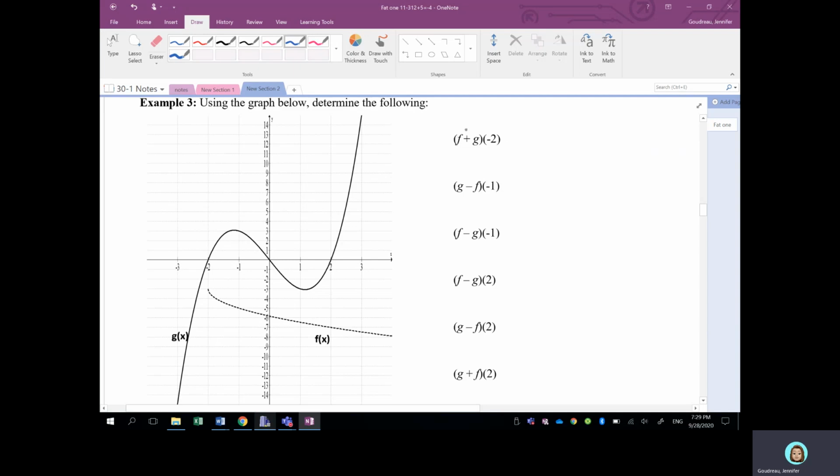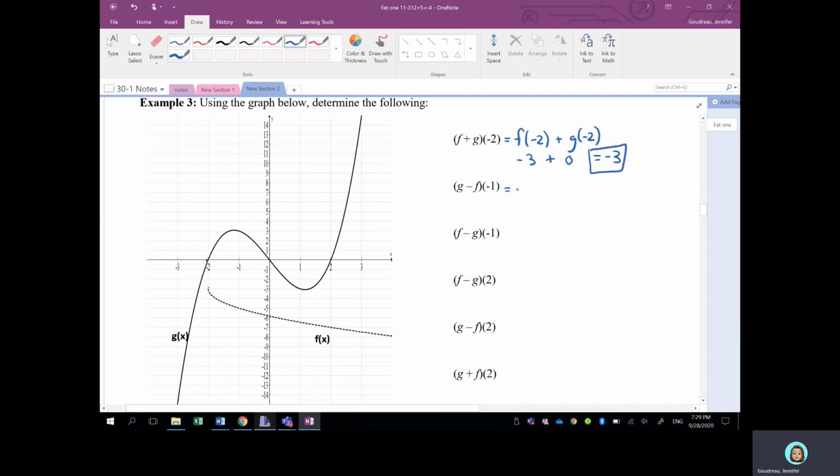The first one says f plus g at -2. Let's keep in mind what this means. This means f at -2 plus g at -2. It means add the y values at -2. F at -2 is down here at -3. G at -2 is right here at 0. -3 plus 0 equals -3, and that would be our answer.